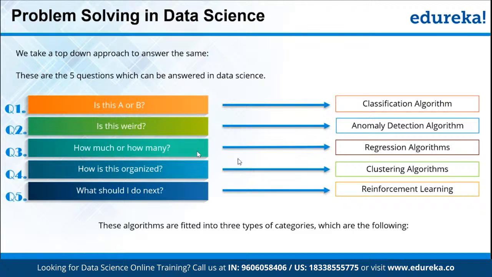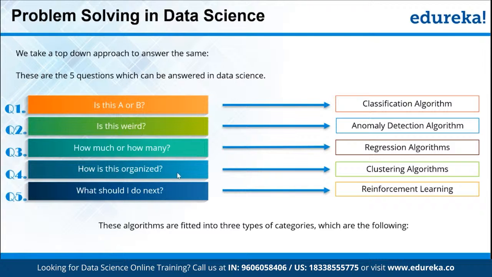Or if the user is saying how many products should get produced or manufactured, or how much should be the quantity, then you'll be going with regression. Regression algorithms will give you a range of numbers. As in, if I say how much loan should be given to this person, that would fall under the category of regression.